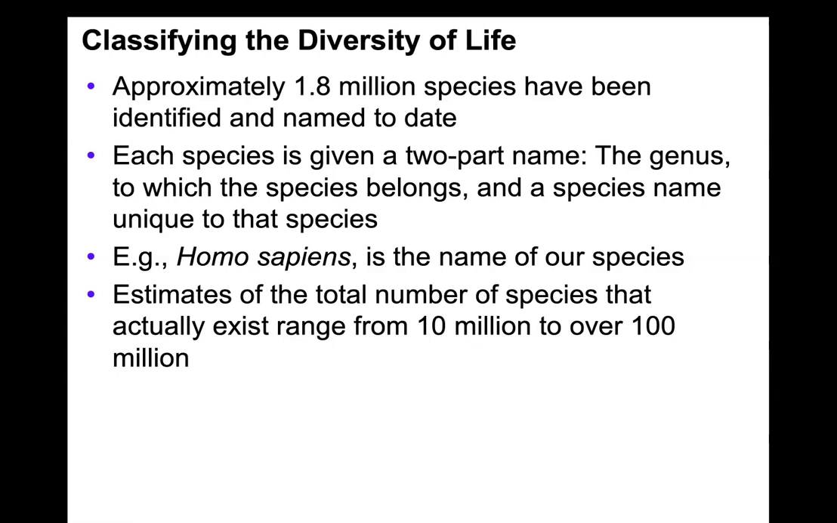Approximately 1.8 million species have been identified and named to date on this planet. Each species is given a two-part name: the genus to which the species belongs, and a species name that is unique to that species. For example, Homo sapiens is the name of our species. Estimates of the total number of species that actually exist range from 10 million to over 100 million, keeping in mind that we've only classified about 1.8.